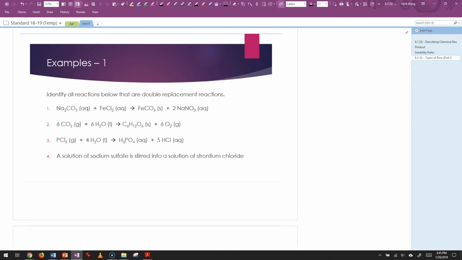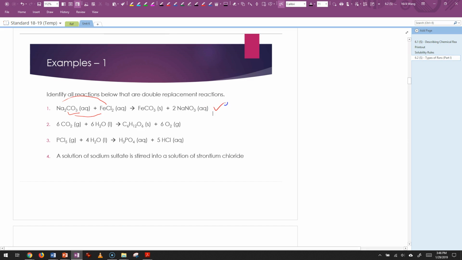So here's a set of examples. I want you to take a look at these and tell me which of these are going to be double replacement reactions. Based on what I just pointed out, we're looking for two ionic compounds as reactants. Take a look at example number 1. You've got Na2CO3 and FeCl2. Those are two reactants, and they appear to have swapped with each other. The Na seems to be combining with the Cl, and the CO3 seems to have combined with the Fe to form FeCO3 and NaCl. So that looks like an ionic compound swap where the ions swap with each other. Therefore, I think this is going to be considered double replacement.